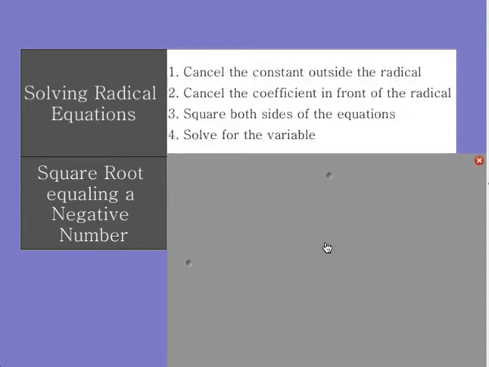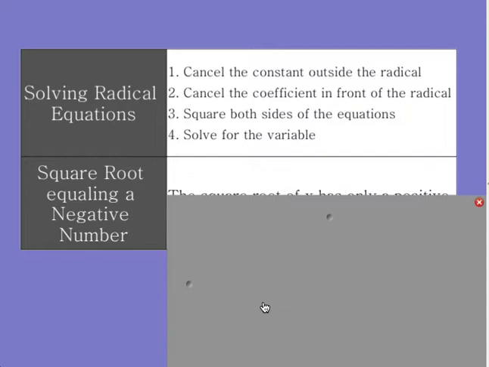The first thing you want to do is cancel out the constant, and that constant is going to be outside of the radical. So that's the thing that's being added or subtracted from the radical. Then you're going to cancel the coefficient in front of the radical. So that's what's being multiplied or divided by the radical. Then you're going to square both sides of the equation. Remember that squaring is how you can undo a radical. And then you're going to solve for each variable.